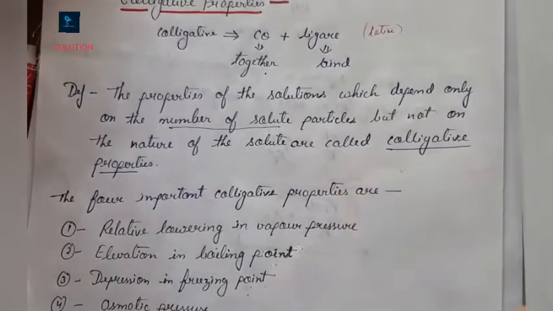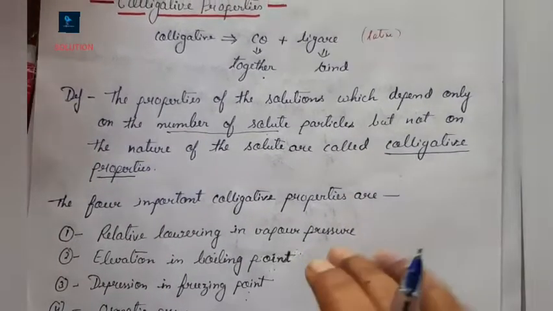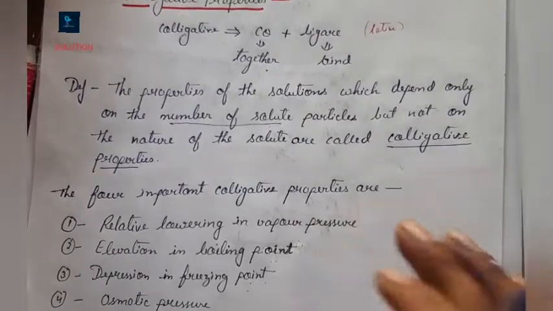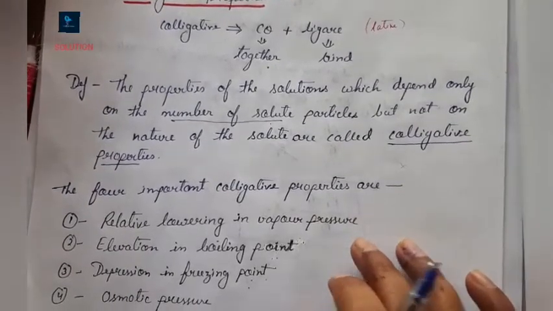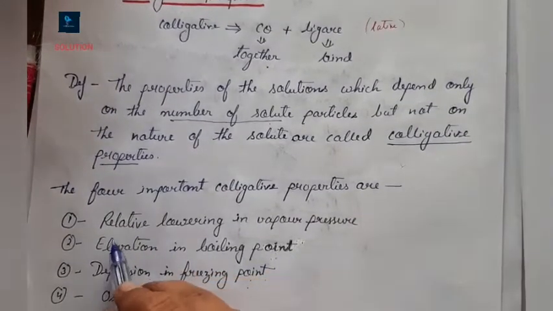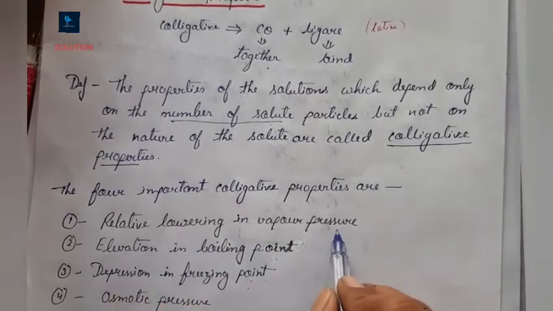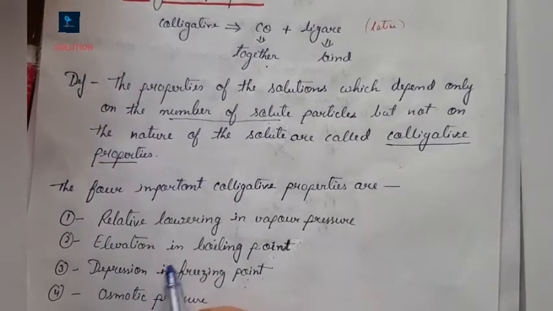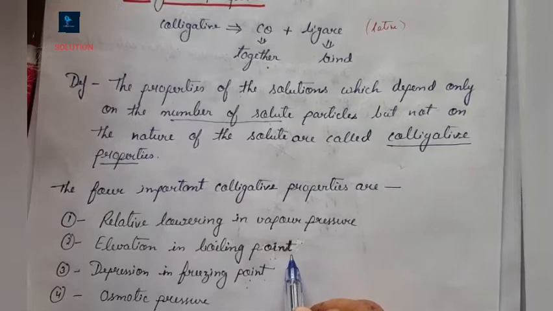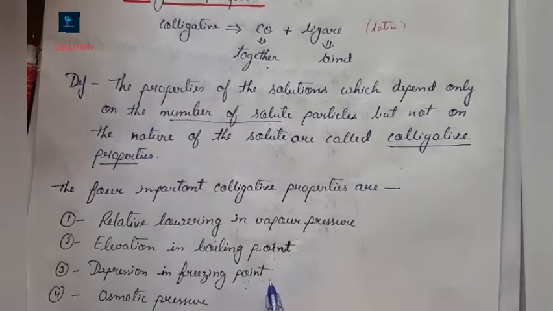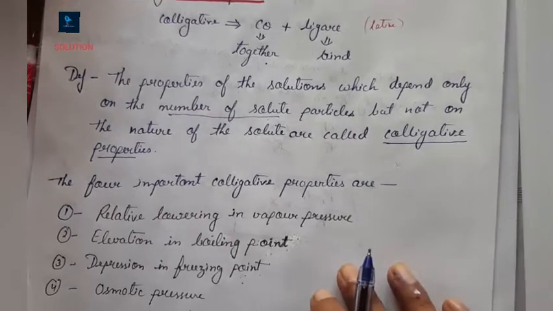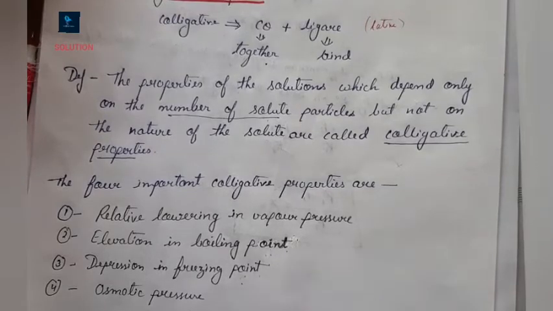Student, in the previous video we discussed colligative properties, and I covered two properties in my previous video. The first is relative lowering in vapor pressure and the second is elevation in boiling point. Now come to the third property, that is depression in freezing point. What is the freezing point?